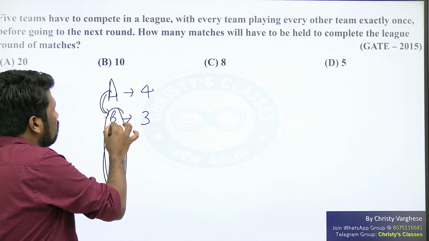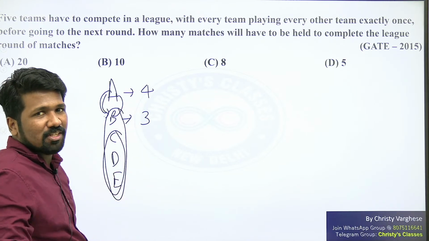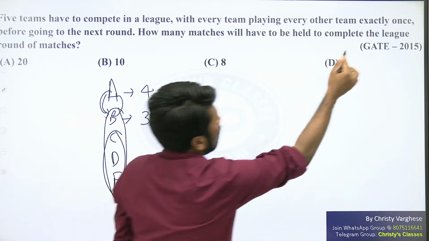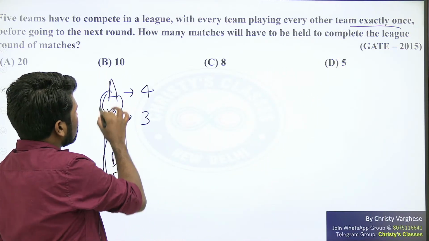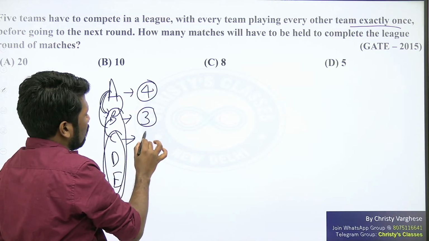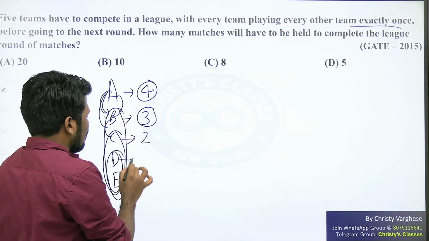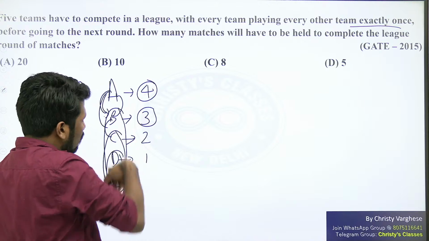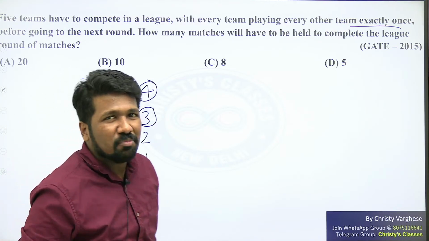Because A's match with B is same as B's match with A. They are not different. AB same as BA. Because everyone will play exactly once only. And A's match with C, B's match with C is already counted in these 2 numbers. So definitely C will play only with the remaining 2 people or 2 teams. That is 2 matches. And D will play only with E because all other matches are counted. E should not play any more match because everyone has come to E's.